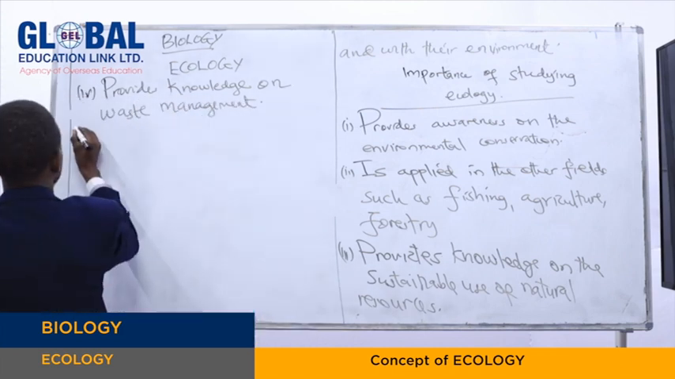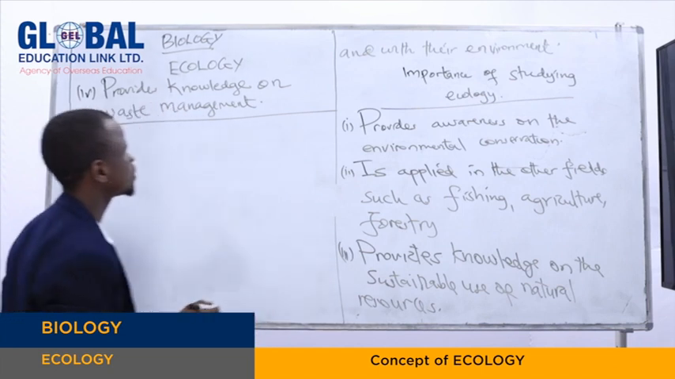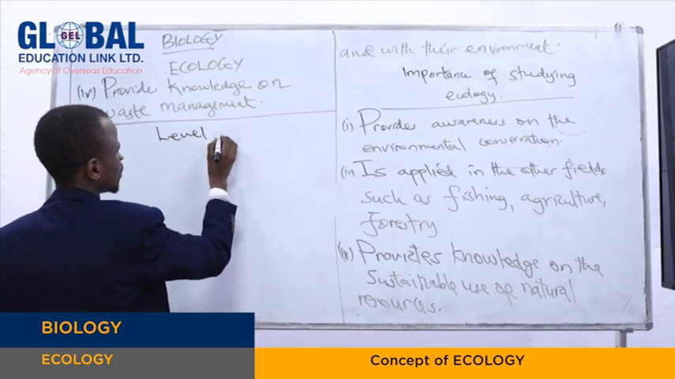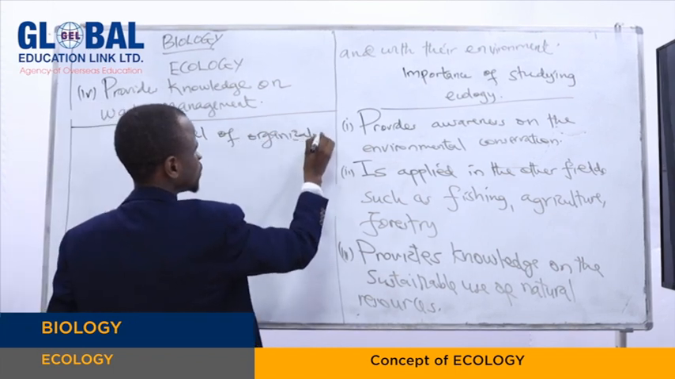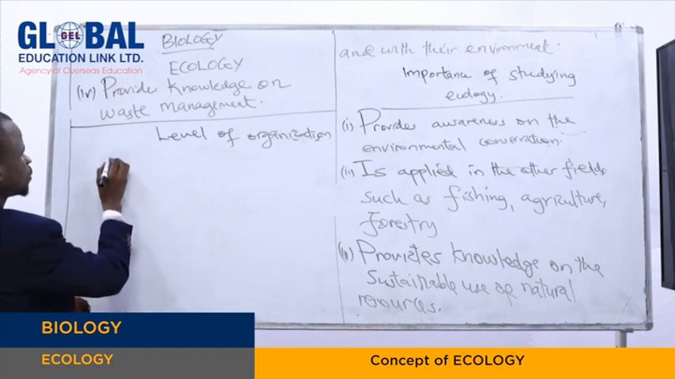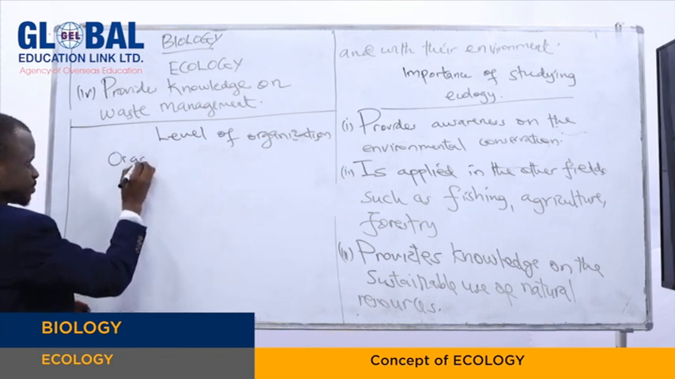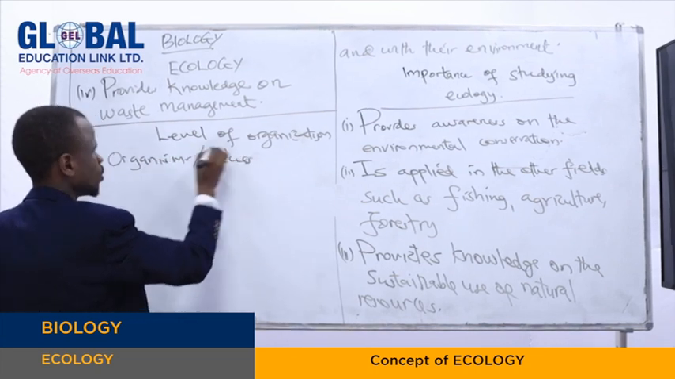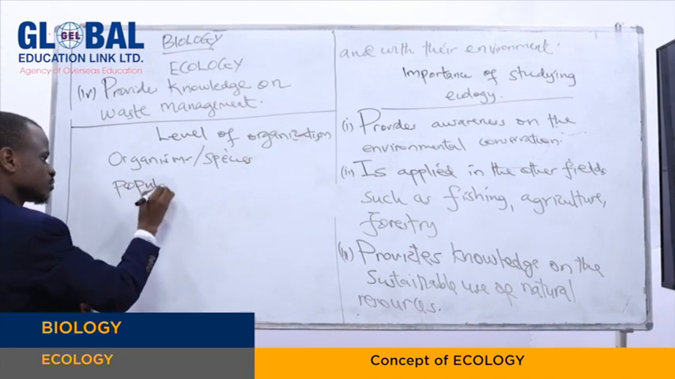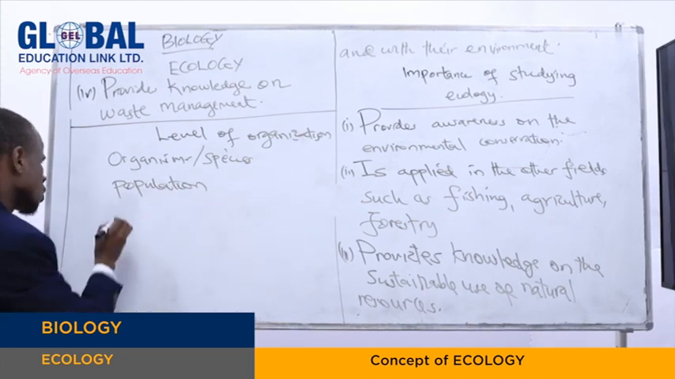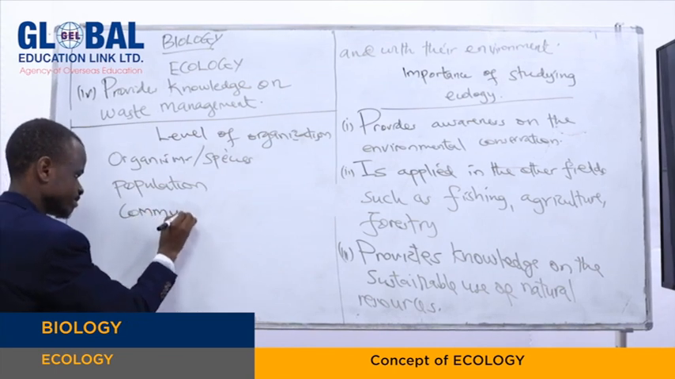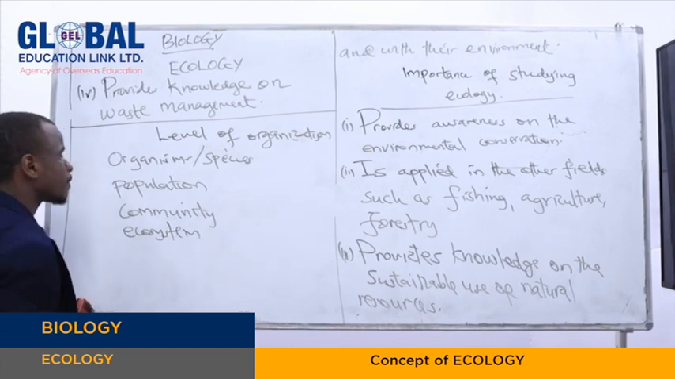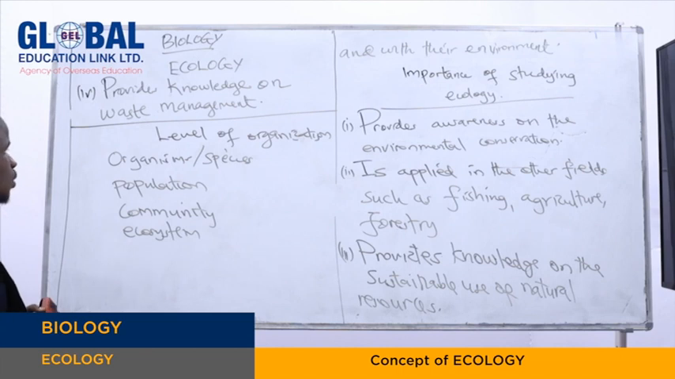My student, before we go to the concept of ecosystem, it is also good we know the levels of organization which we consider. Levels of organization are considered in the topic of ecology. The topic of ecology will cover organisms, species, population, community, ecosystem, biome, biosphere, and so on.